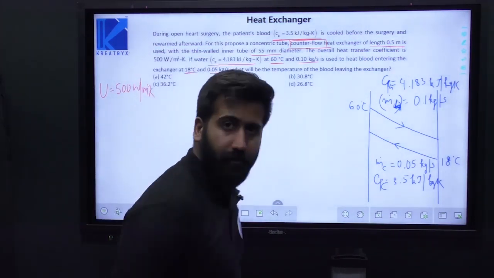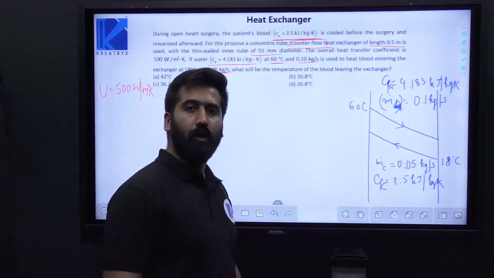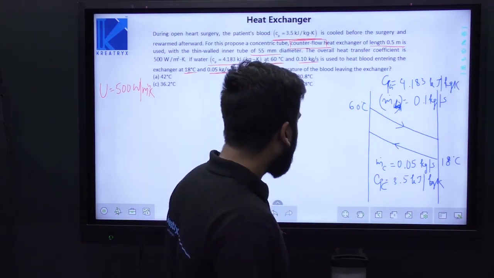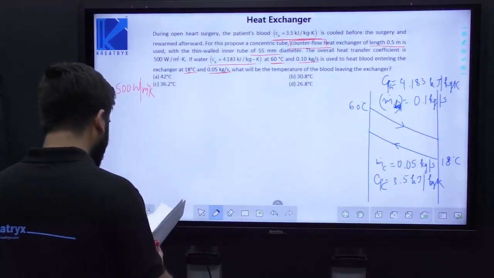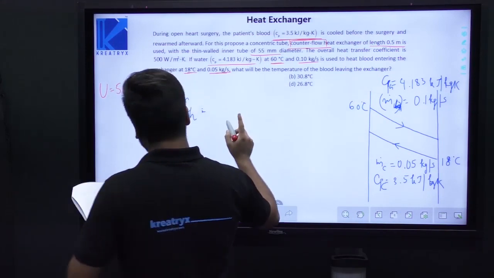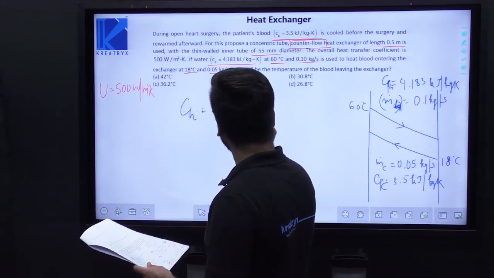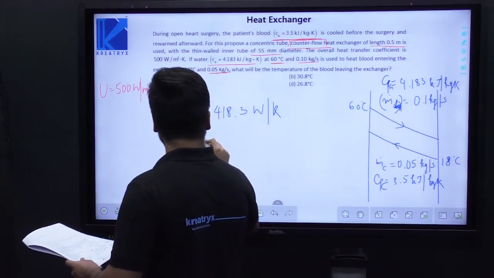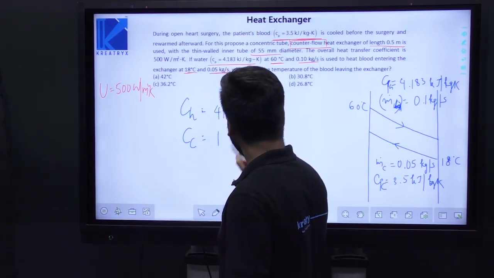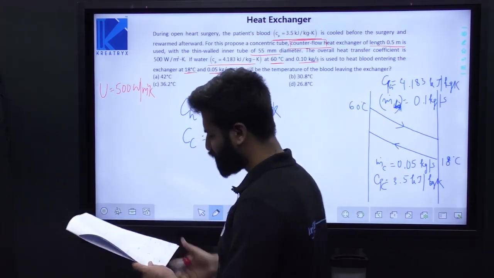Now it is a case of counterflow heat exchanger. What I've told you is that first of all, check the heat capacities of both the fluids. If you multiply this mass flow rate with the specific heat capacity of the hot fluid, I don't think they will come out equal. Let me check the values also. CH, that is the heat capacity of the hot fluid, that is water, is equal to 418.3 watt per Kelvin, and for blood, that is the cold fluid, it is equal to 175 watt per Kelvin.